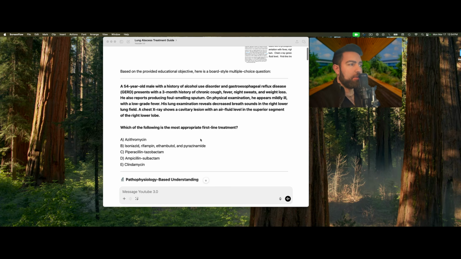This is a 54-year-old male with a history of alcohol use disorder, GERD. He presents with a 3-month history of chronic cough, fever, night sweats, and weight loss. He also reports foul-smelling sputum. On physical exam, he appears mildly ill with a low-grade fever. His lung examination reveals decreased breath sounds in the right lower lung field. A chest X-ray shows a cavitary lesion with an air fluid level in the superior segment of the right lower lobe. Which of the following is the most appropriate first line management?